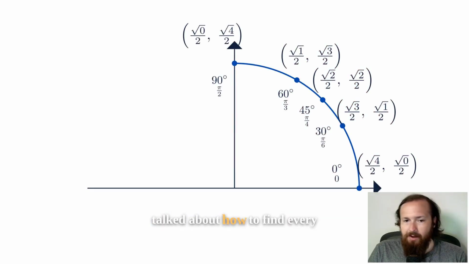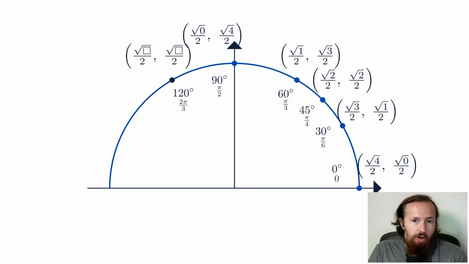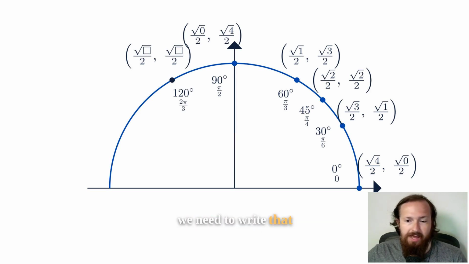So we just talked about how to find every single value in the first quadrant. Now, how do we do the same thing in the second quadrant? Well, the good news is it's the same pattern. So we need to write that square root. So starting at this first value, that square root of blank over 2, comma, square root of blank over 2. But we just need to continue the pattern.